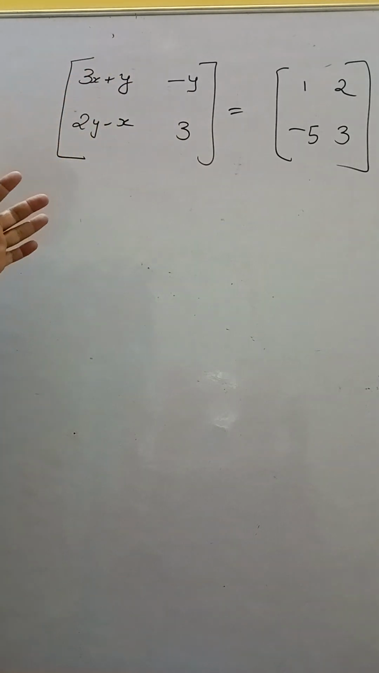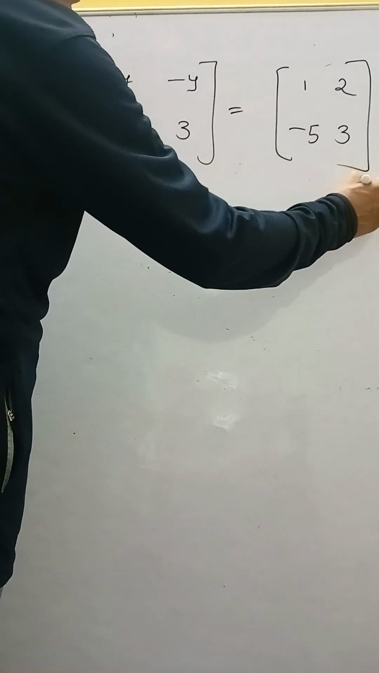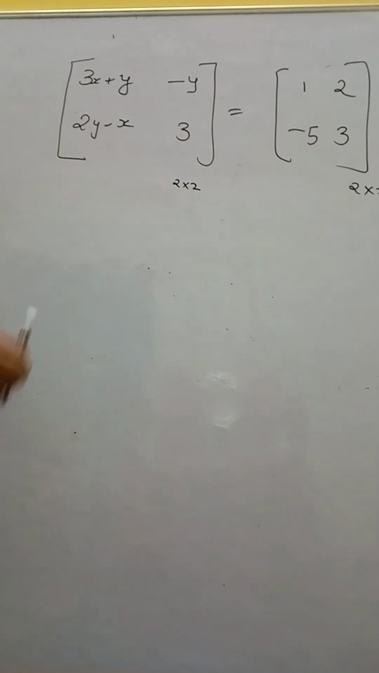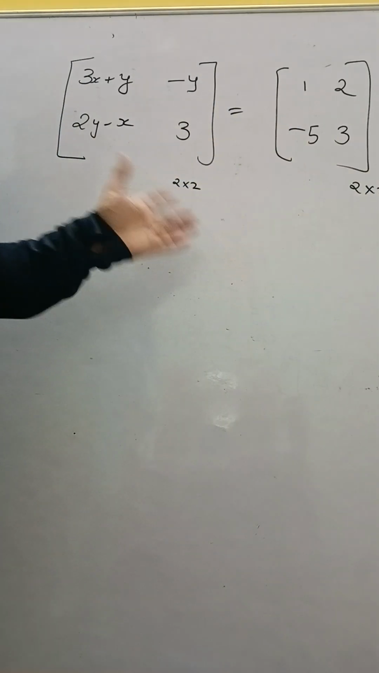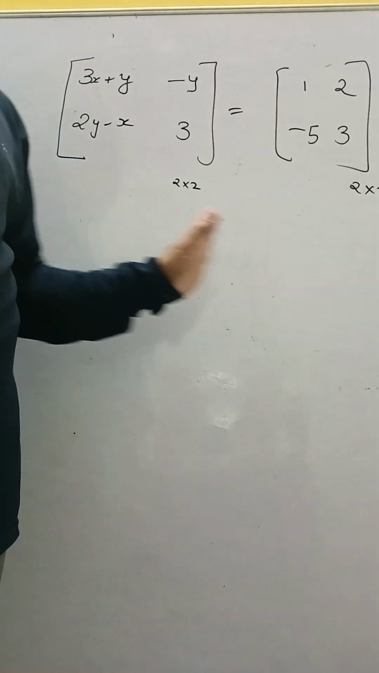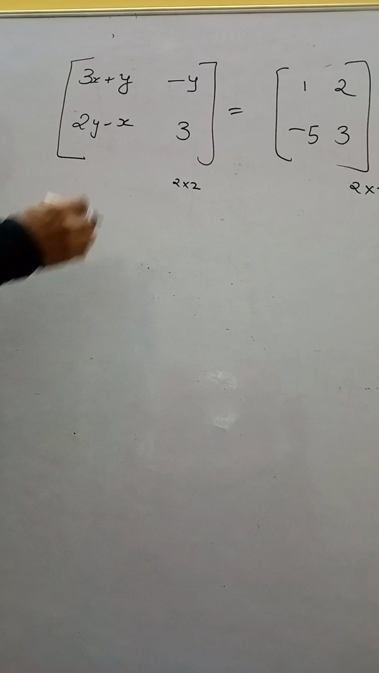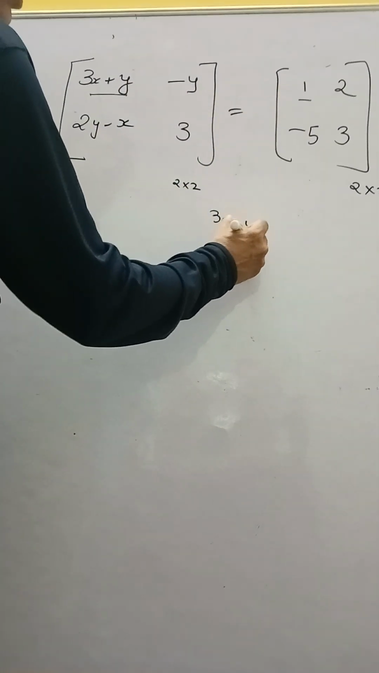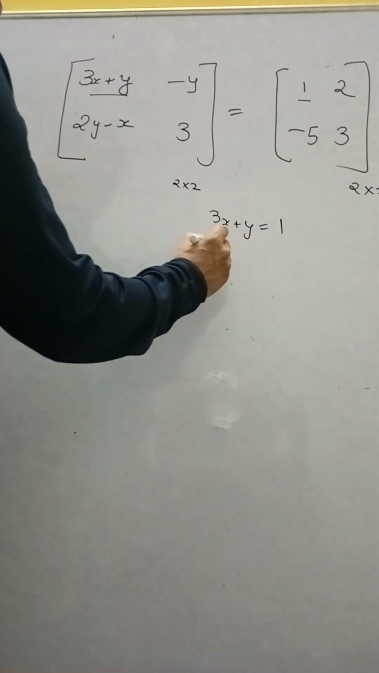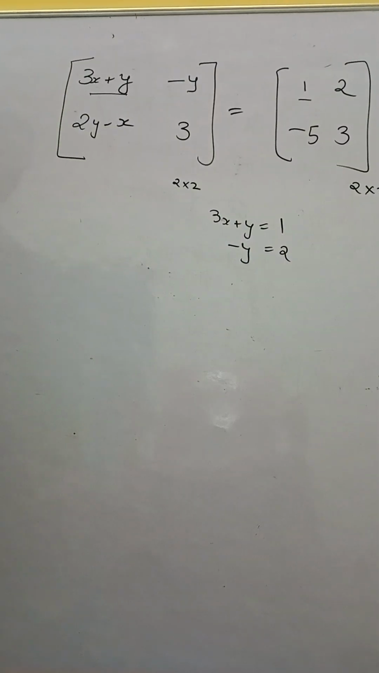to be the same. The left side matrix is 2 by 2. The right side matrix is also 2 by 2. There are 2 rows and 2 columns on the left side, 2 rows and 2 columns on the right side. For two matrices to be equal, the order has to be the same, and each and every corresponding element is also the same. That means this 3x plus y will be equal to 1. Just equate the corresponding elements and solve like you solve simultaneous linear equations.